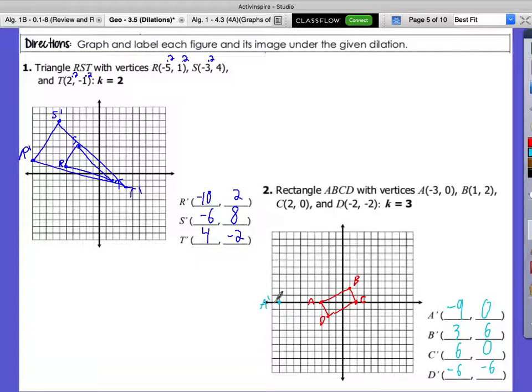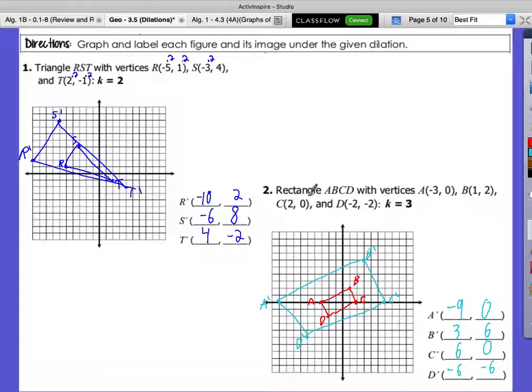6-6, baby. Okay, and we end up getting this shape. Questions on that one, guys? She's like a rhombus. Okay, is that a rhombus? It's a rectangle.